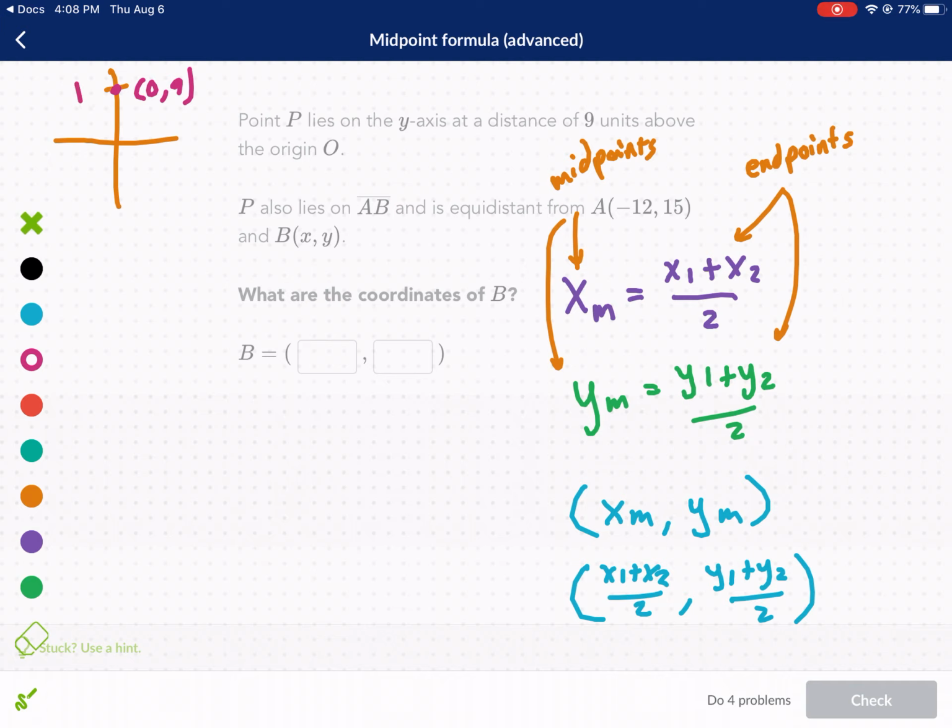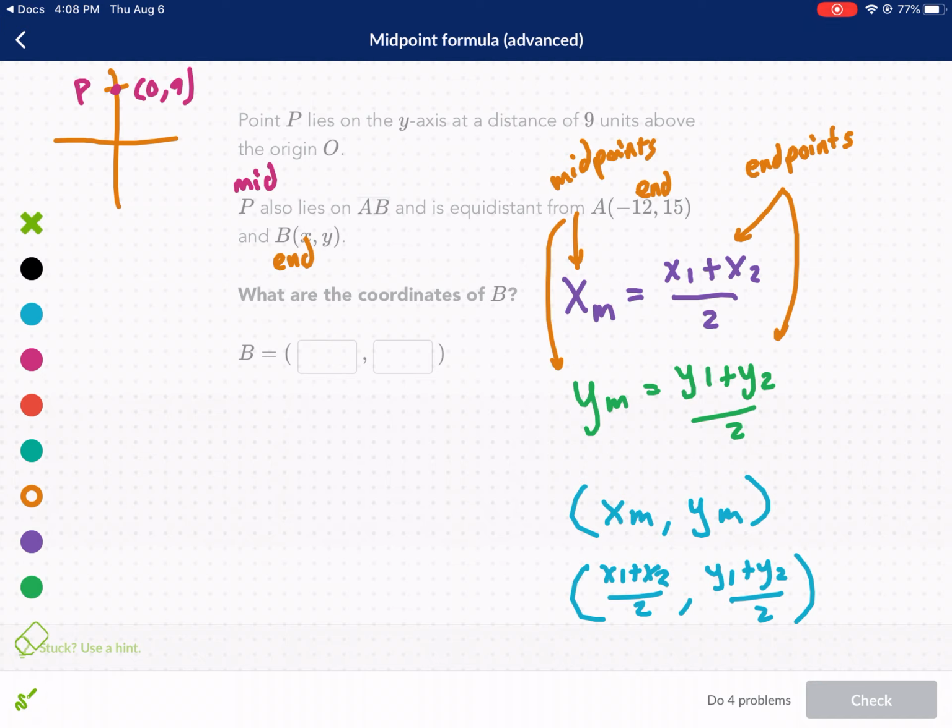This is point P, by the way. Let's call it P, on AB and equidistant from A and B. That makes P a midpoint for us. What are the coordinates of B? Well, if P is a midpoint, that makes A and B endpoints. So this is an endpoint and B is an endpoint.